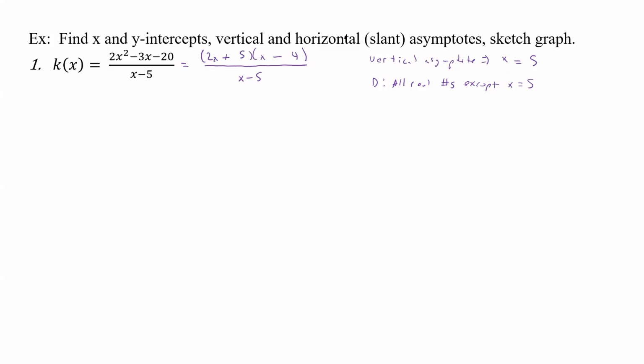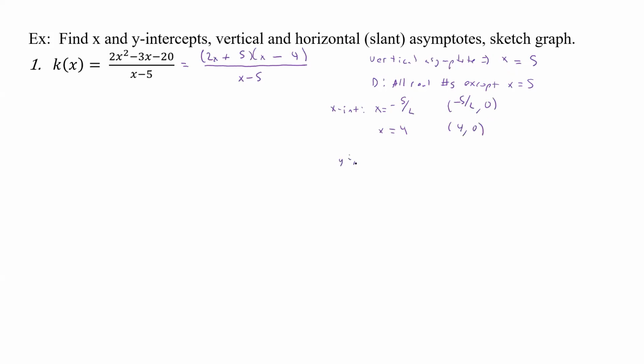What about intercepts? Well, if we put each one of those equal to 0, we can get the x-intercepts. If we set this one equal to 0, we'll get negative 5 halves, and if we set the other one equal to 0, we'll get a positive 4. So we'll get negative 5 halves, 0, and 4, 0. So we have two intercepts.